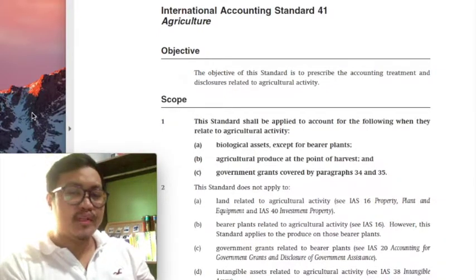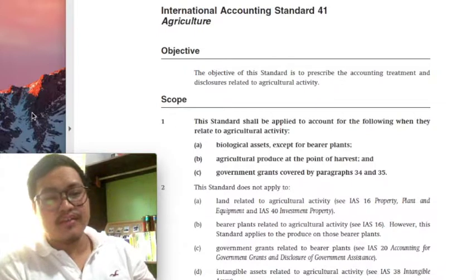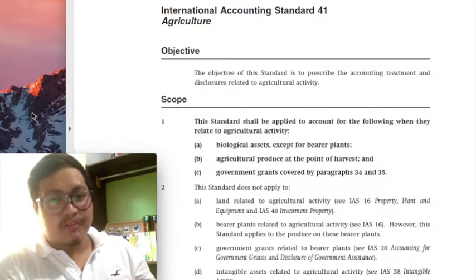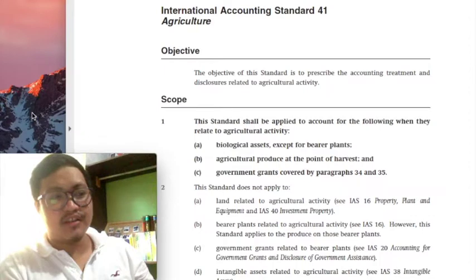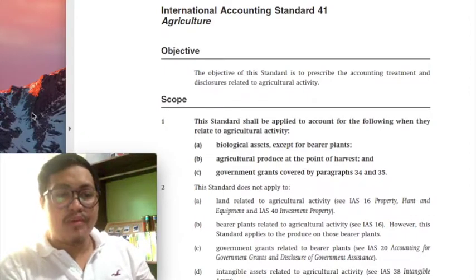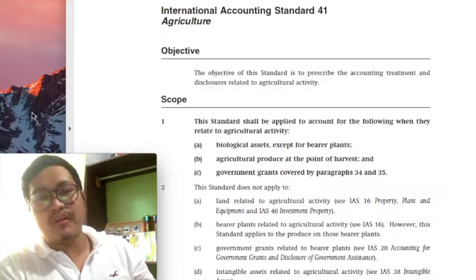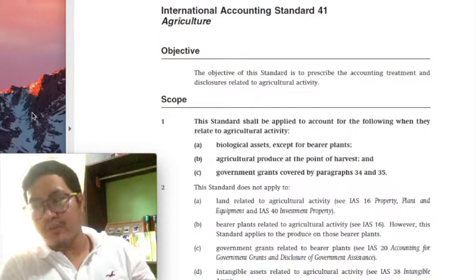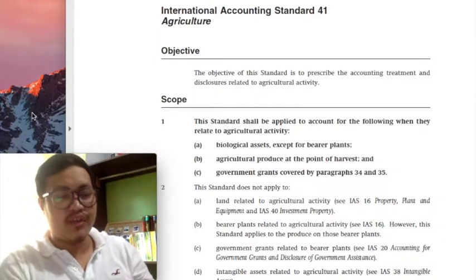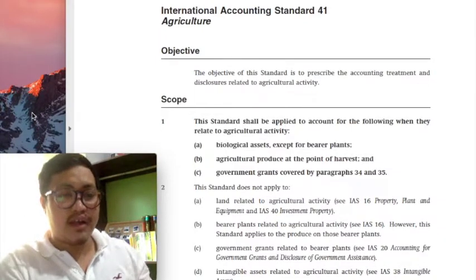Agricultural produce, class, at the point of harvest. It emphasizes that it should be at the point of harvest because once it is harvested, class, it will now be governed by your inventories. For example, you have fruits, class, that are still hanging. The moment that they are harvested, they will no longer be governed or covered by PAS 41. They will already be considered as inventories and thus covered by PAS 2.